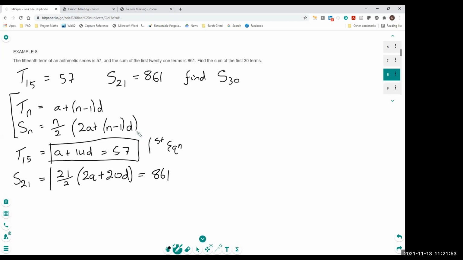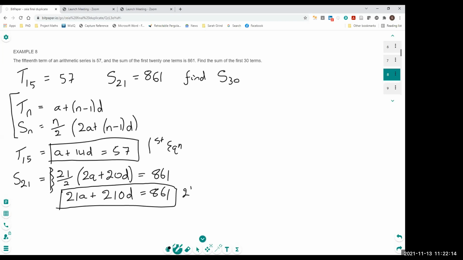So that is 21a plus 210d equals 861. Second equation. And then we solve simultaneously. I won't spend the time doing that now.